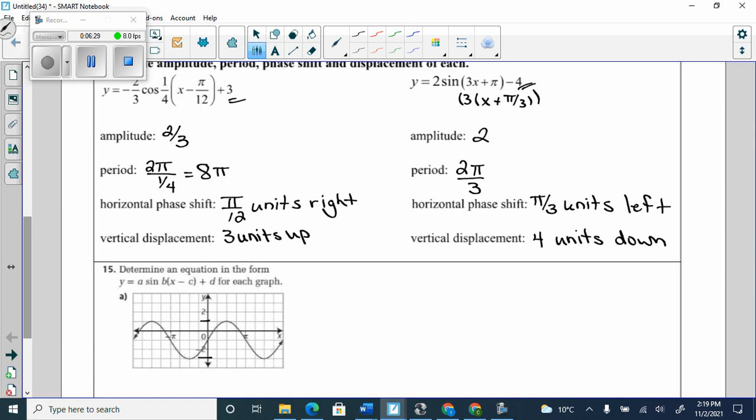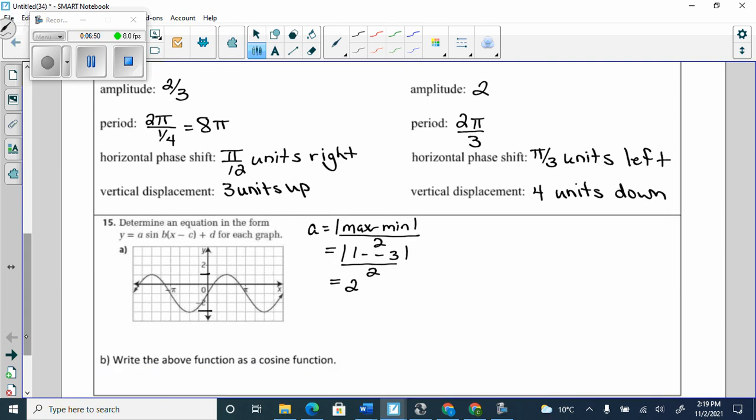Or we can do the absolute value of max minus min divided by 2, which would be the absolute value of 1 minus -3 divided by 2, which is 4 divided by 2, which is 2. Or half the distance from the min to max, 2. All of them are A's. Great thing, right? Okay, so I know that I have y equals 2.